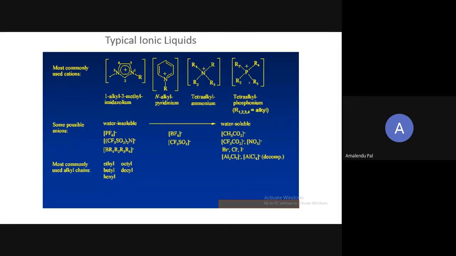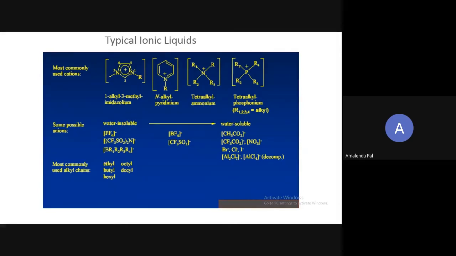Tetraalkyl phosphonium also is not so easy to prepare. That's why we have chosen 1-alkyl-3-methyl imidazolium from the stability point of view, and to prepare it is very easy. And the permutation combination I'm telling you here itself. You see 1-alkyl, this is the alkyl part. This alkyl part can be methyl, butyl, hexyl, octyl, dodecyl. You can change this part.